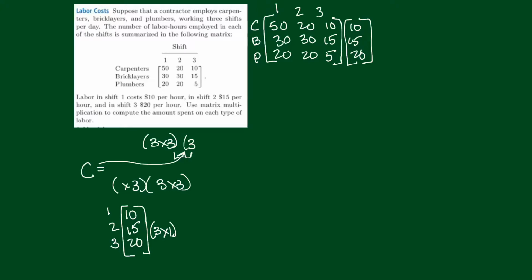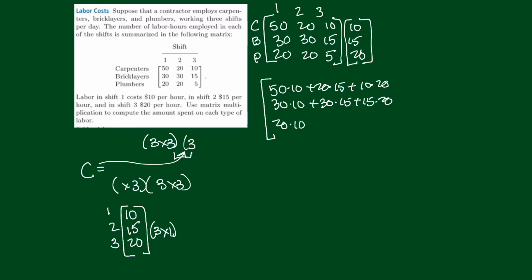Now let's make the multiplication. So we are going to get, all right, what do we get? This row down that column, so it's going to be 50 times 10 plus 20 times 15 plus 10 times 20. Then we'll get this one here, this row down that column. So that will be 30 times 10 plus 30 times 15 plus 15 times 20. And finally, the last row and that column, so that's going to give us 20 times 10 plus 20 times 15 plus 5 times 20.